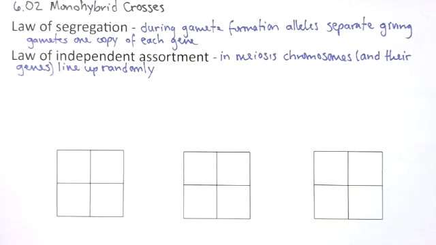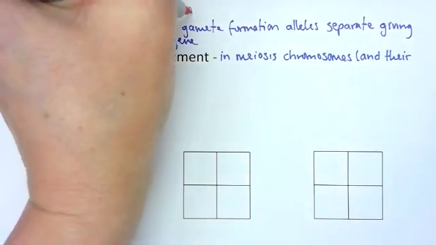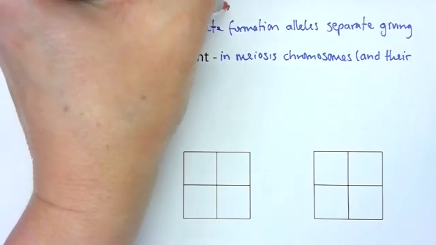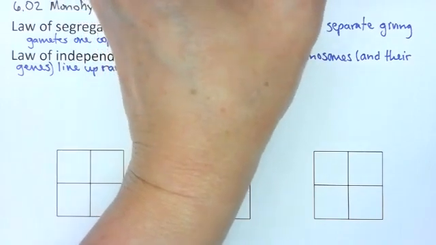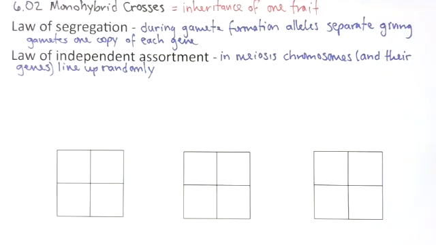These are Punnett squares. And you'll notice our title is a monohybrid cross. Monohybrid cross means we're looking at the inheritance of one trait. And so what we're going to do is look at how we use these Punnett squares to determine what we can expect in the offspring.